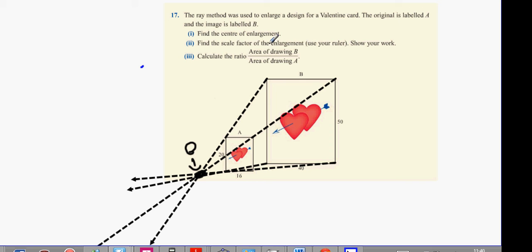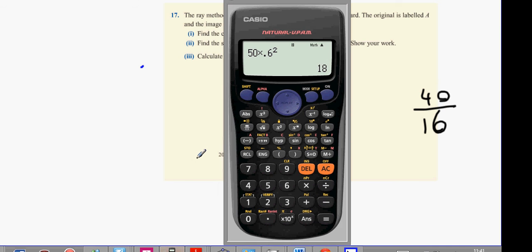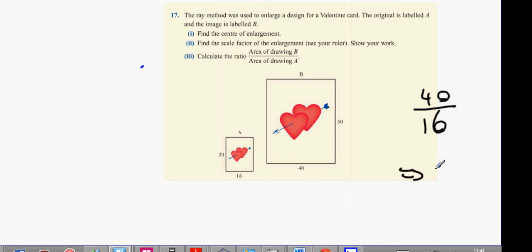Find the scale factor of the enlargement, use your ruler and show your work. Okay. Well, you could use your ruler, but the measurements are already there. So there's actually no need to use your ruler. Because we know that the bigger one is 40 and the smaller one is 16 wide. So what's 40 divided by 16? 2.5, okay? So this one is 2.5 times bigger than the second one.